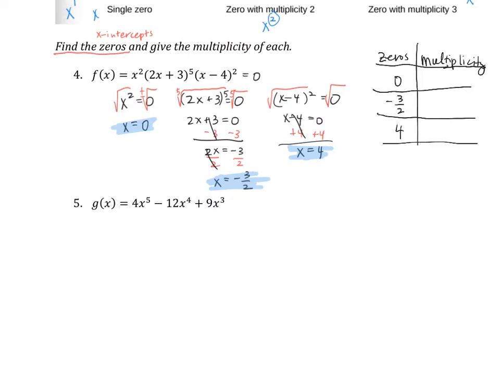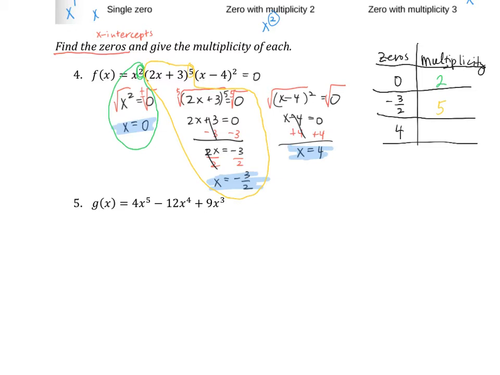The multiplicity is going to come from the exponent associated with the factor for that zero. So if we look right here, this all goes together. A zero of 0, its exponent was 2. So its multiplicity is going to be 2. When I look at the next factor, there's all the work that goes with that. The zero is negative 3 halves. The exponent is 5. So its multiplicity is 5.